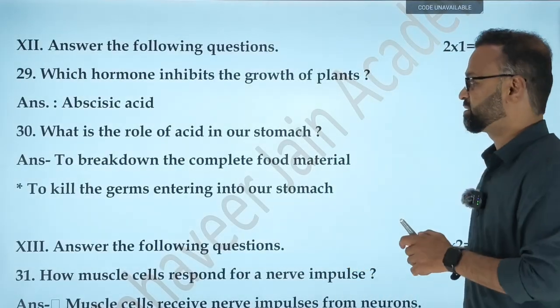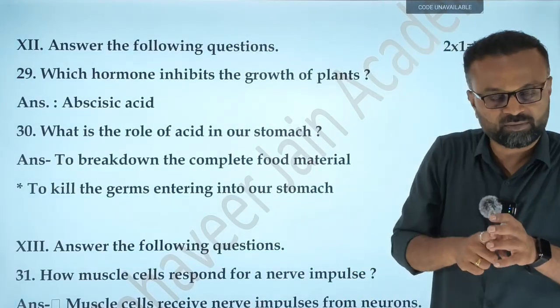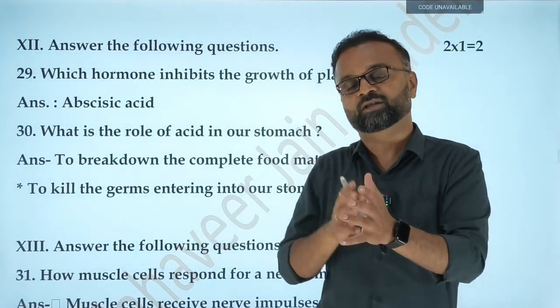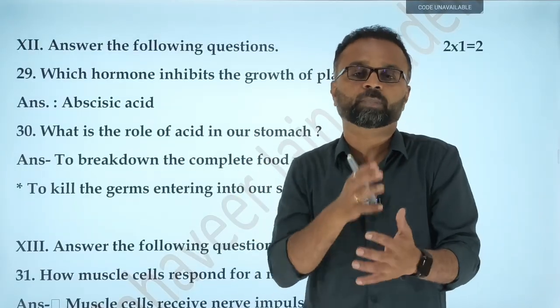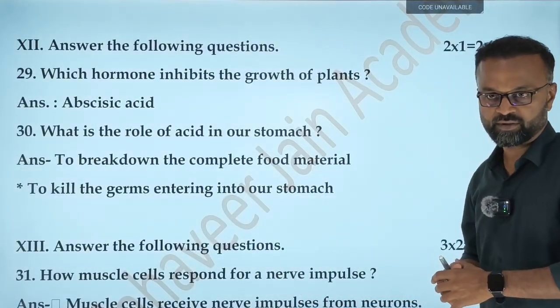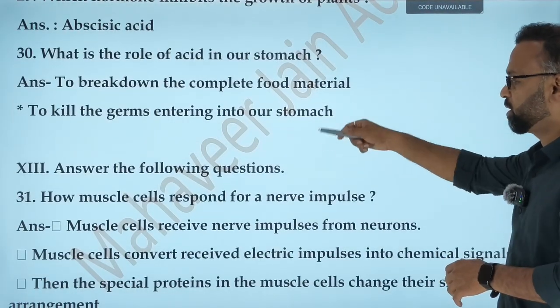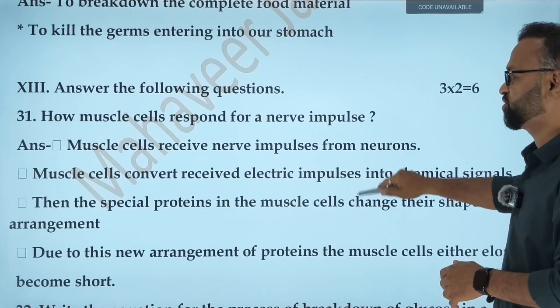What is the role of the acid in our stomach? See, it kills the germs, and the major role is that it makes the acidic medium so that the pepsin enzyme can break down the proteins into amino acids. Yes, this is clear. To kill the germs entering the stomach. Along with that, one more point you can write, what I said.